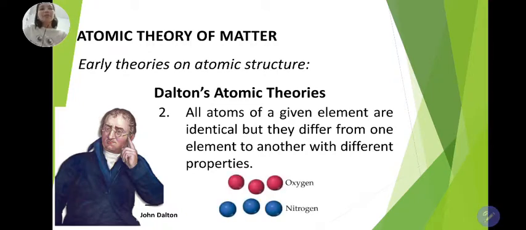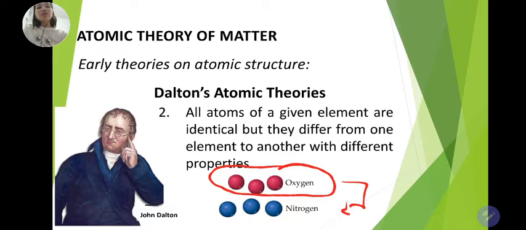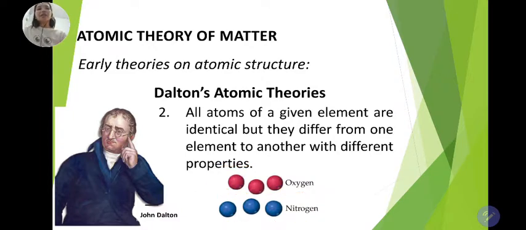So, for example, oxygen have identical or similar atoms, the red ones. Basta lahat ng atoms ng oxygen magkakapareho. But, kapag kinompare mo si oxygen kay nitrogen, they have different atoms na. But within nitrogen, yung atoms ni nitrogen ay pare-pareho. Okay?